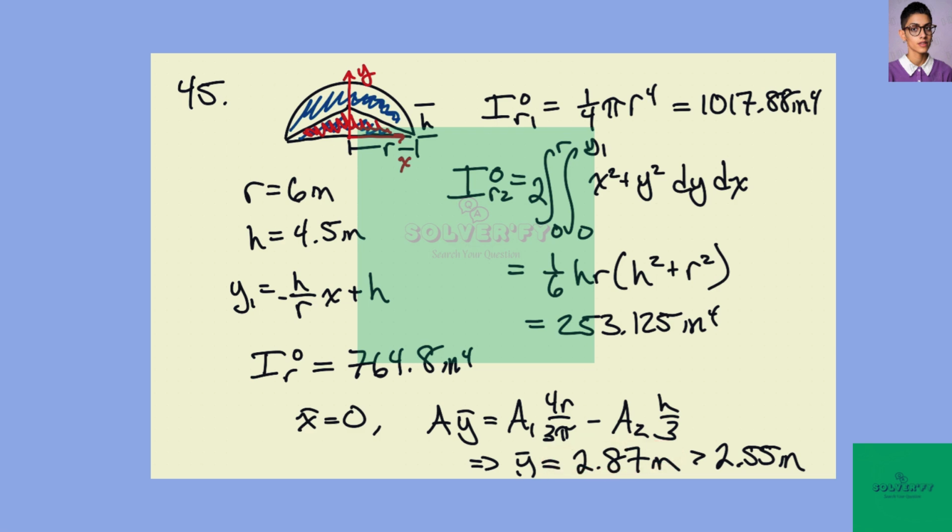2.87 inches, which is greater than 2.55 inches, which would be the centroid of just the semicircle. Okay, so as we expect, it is higher up because we've taken things away down here. And so we're moving the centroid up from that point.